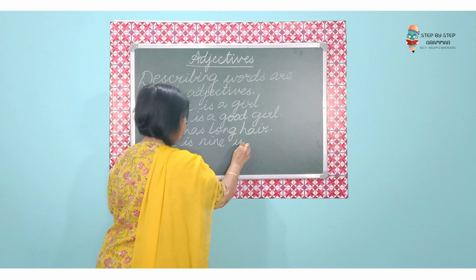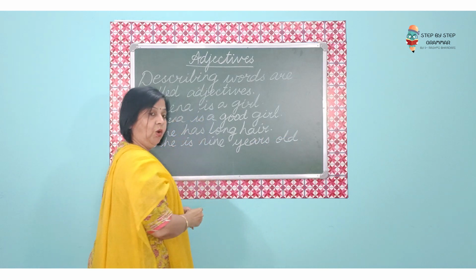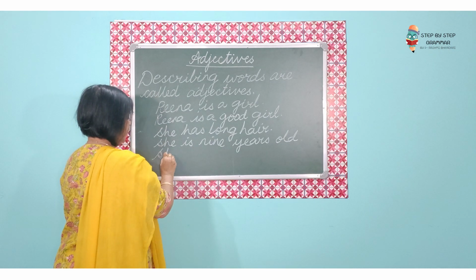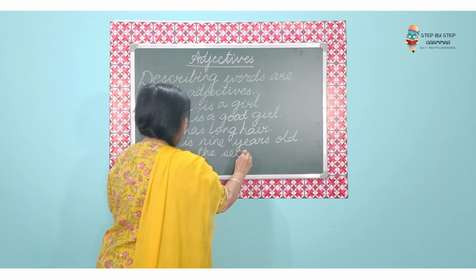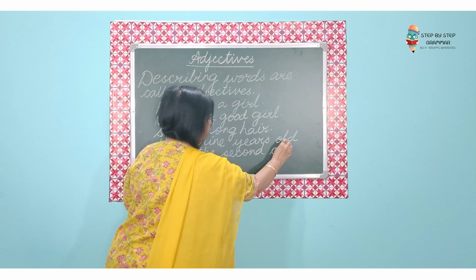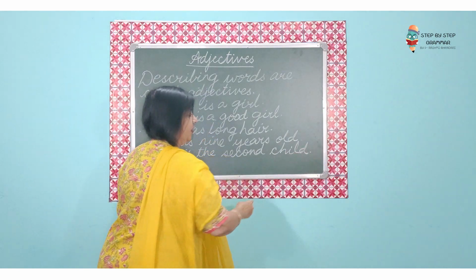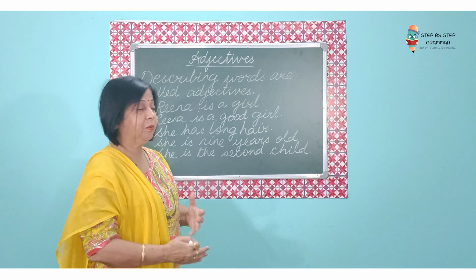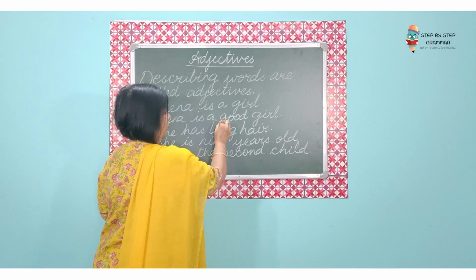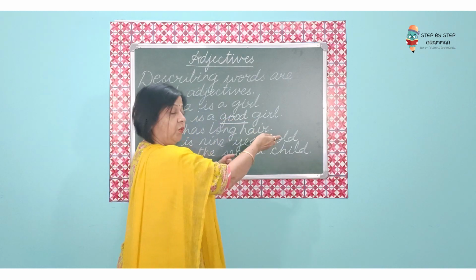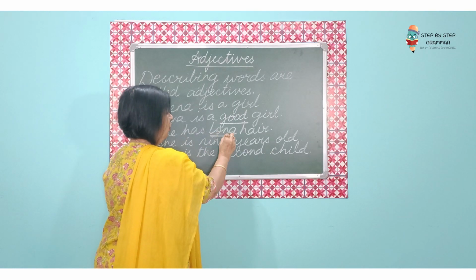So now we also know something more about her, that she is 9 years old. She is the second child in the family. So now see, we know so many things about Reena. First, we only knew that Reena is a girl. Then, we now know that she is a good girl. Which type of girl is she? A good girl. She has long hair.